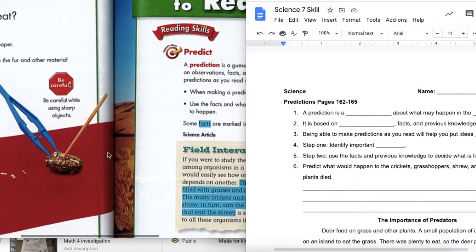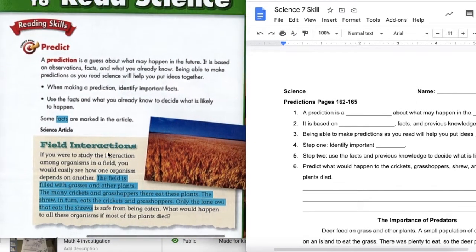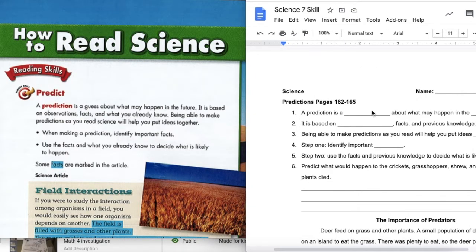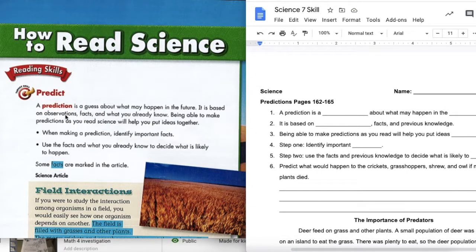Okay, let's do our skill for the week, or chapter I should say. We're learning the reading skill of prediction, and you've got your notes sitting over here. They're going to come pretty fast. A prediction is a guess about what is going to happen in the future. Two blanks from that first sentence. It's based on observation. It's also based on facts, and it's based on your previous knowledge. It's based on what you already know.